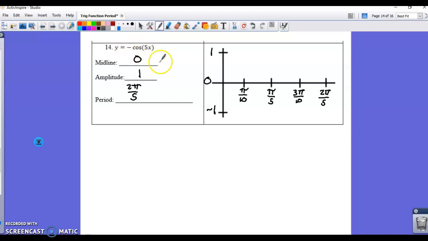It's a negative cosine, so it's going to start at the minimum, to the midline, maximum, back to the midline, to the minimum. And the negative cosine. All right, 2 more.